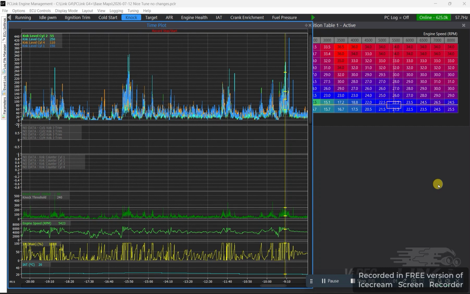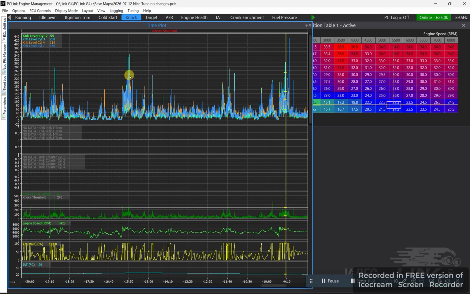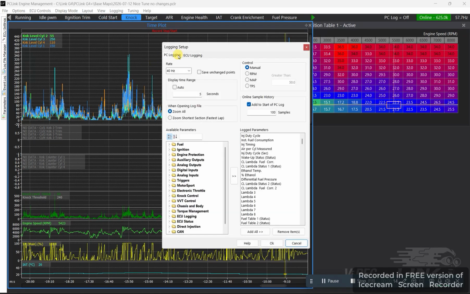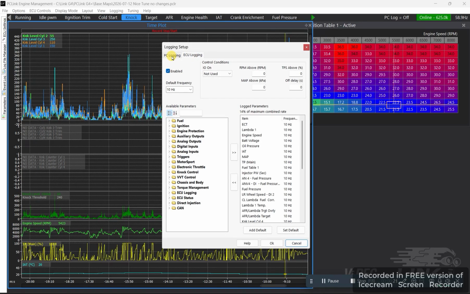I want to talk about Link log files. Watch my mouse. If I come up here to logging, come down here to set up logging, on the right hand side, if I use this tab here, ECU logging. PC logging is when you're on a USB cable with your laptop. ECU logging is what is getting logged every time the key is on.